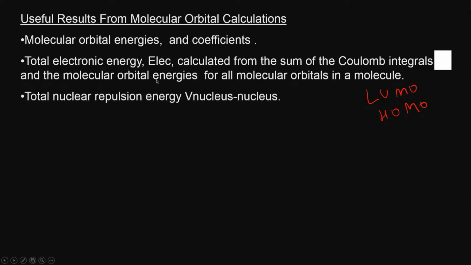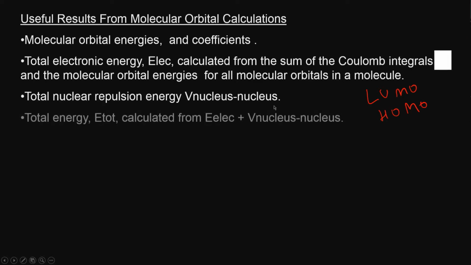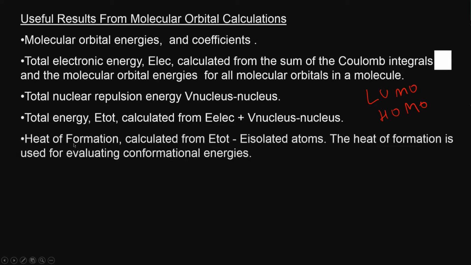Total nuclear repulsion, that is nucleus repulsion, that energy can be calculated. Total energy, that is electronic energy, nucleus energy, all these can be calculated together and we call it total energy. Heat of formation is calculated from heat of total minus heat of isolated atoms. We can calculate conformational energies.